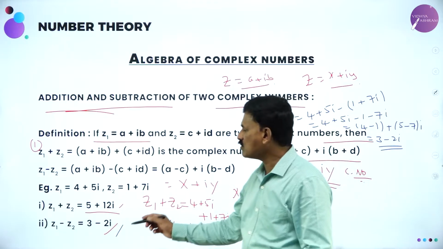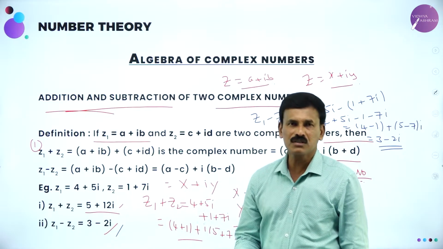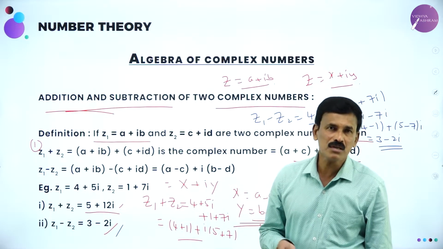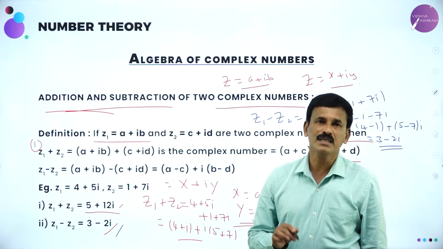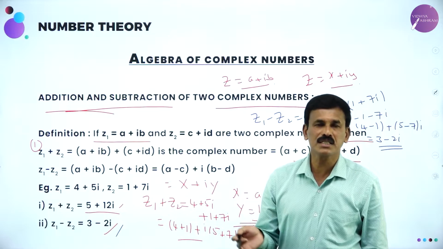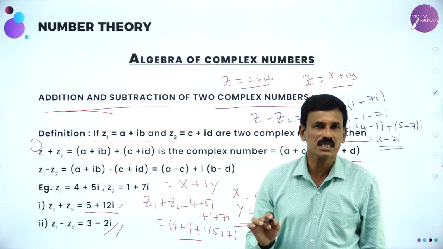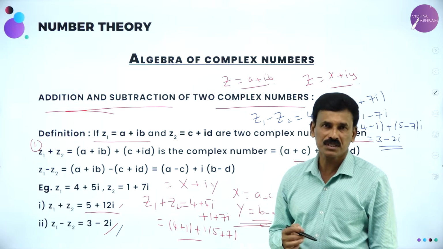So again this is a complex number. So what is the conclusion? Addition and subtraction of complex numbers is again a complex number. So just add the real parts and imaginary parts separately, or subtract the real and imaginary parts separately, you will get the answer. That's it.